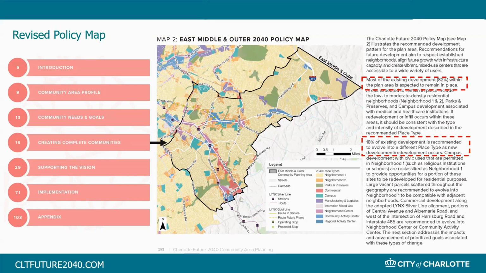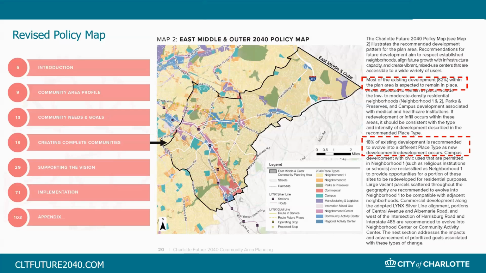For example, to meet this geography's needs and goals for the future, some commercial sites are recommended to develop into community activity centers. This place type change will add new mixed-use development to the recommended areas, strategically providing access to new housing, jobs, goods, and services. New development is expected to provide all the necessary mobility, open space, and placemaking elements to realize the aspiration of a community activity center.